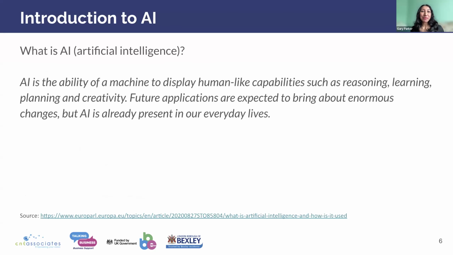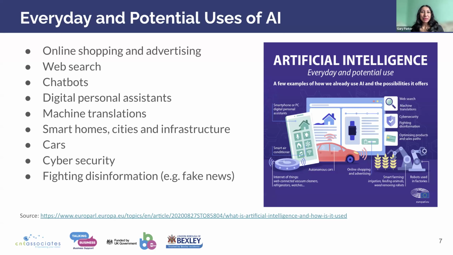Next slide, please, Rhoda. So let's begin with an introduction to AI or artificial intelligence. So we have a definition here. AI is the ability of a machine to display human-like capabilities such as reasoning, learning, planning, and creativity. Future applications are expected to bring about enormous changes, but AI is already present in our everyday lives.